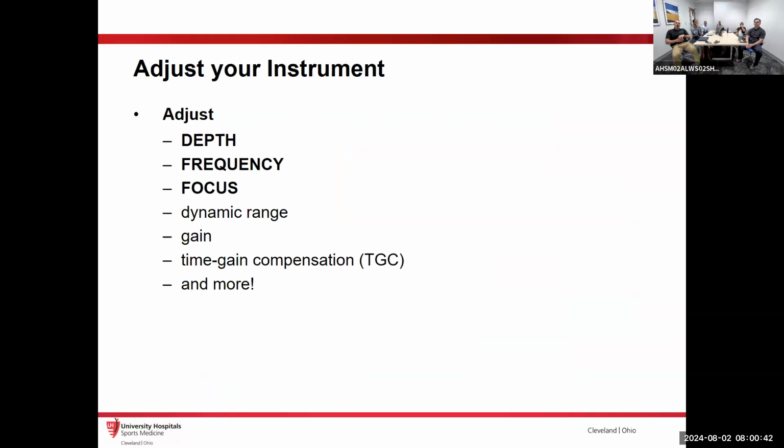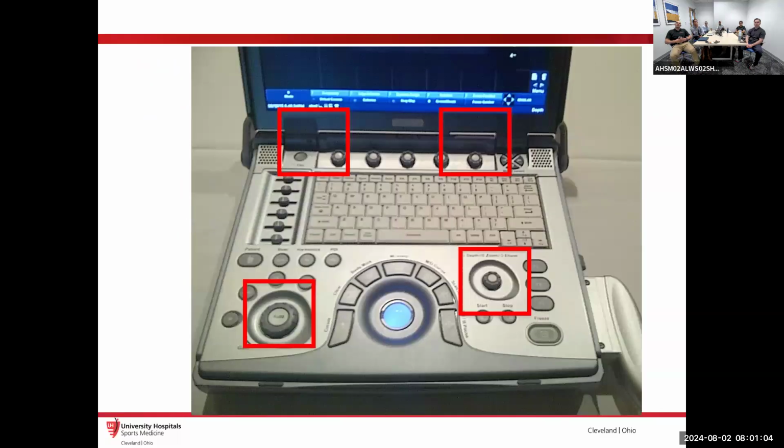All right, so you can adjust a number of things here. Depth, frequency, focus are the 3 big ones. Those are the ones that we're going to use most frequently. You can adjust the dynamic range, the gain, time gain compensation, and more. There's a ton of things that you can do, but for the purposes of what we do, depth, frequency, and focus are the biggest ones. Each ultrasound machine is going to be a little bit different, so you want to become familiar with your ultrasound.